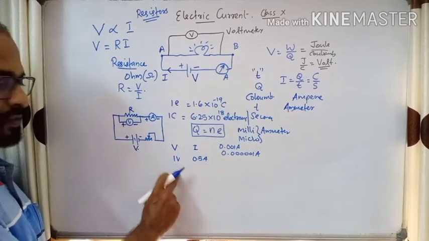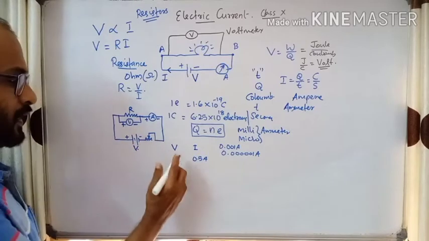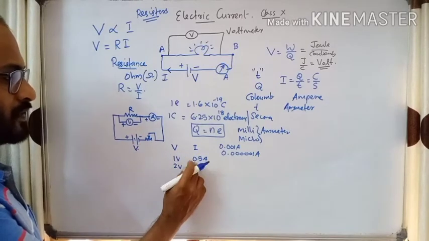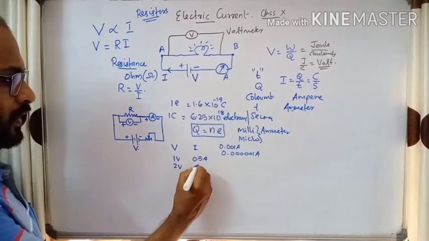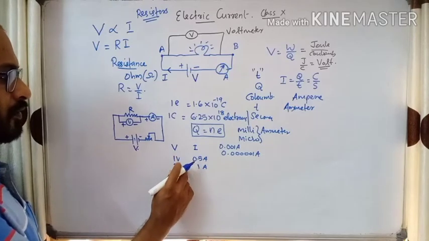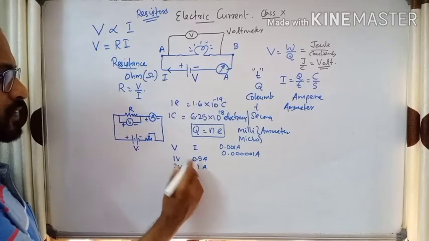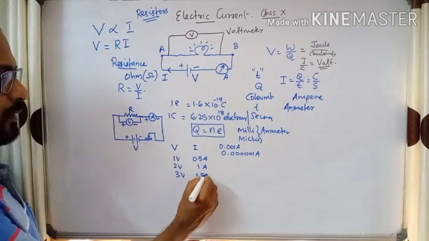I'll make it double of this. I'll increase the voltage with the help of the rheostat. Let me make it 2 volts. The current also doubles, it will be 1 ampere. I'll make it 3 volts. What happens? Current also becomes 1.5 amperes.